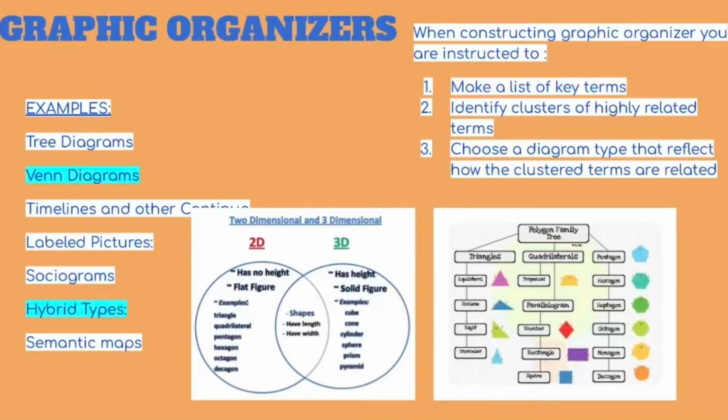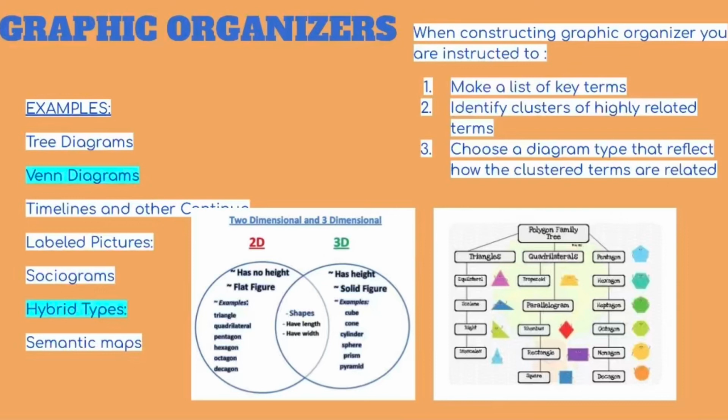Timelines and other continua. A timeline is a presentation of a chronological sequence of events along a drawn line that enables a viewer to understand temporal relationships quickly. Labeled pictures. This is a cluster of terms that is related chiefly by the location of things to which they refer. Sociograms. A sociogram is a charting of the interrelationships within a group. Hybrid types. This is combined characteristics of more than one basic type.